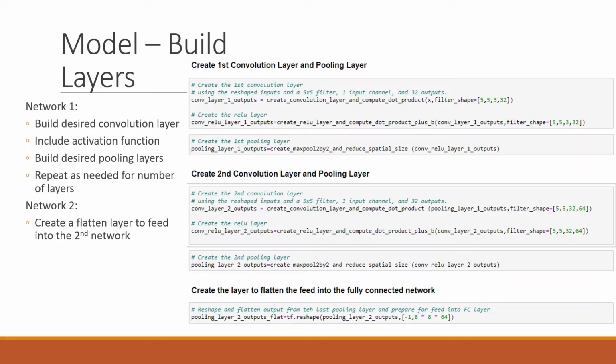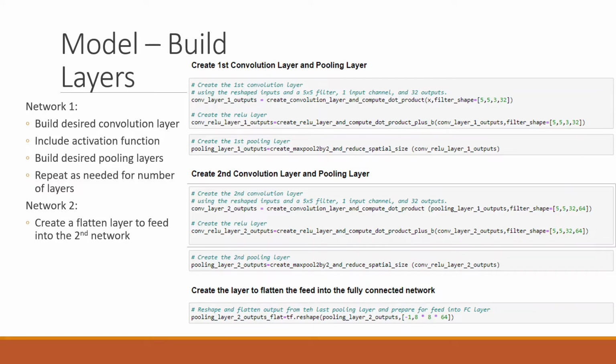Note the input of 3 channels, red, green, and blue. We build the convolutional layer, apply a ReLU activation function, and then build a pooling layer. We repeat this process for as many layers as desired. Before feeding into the fully connected network layers, we need to flatten the data using the TensorFlow reshape function.